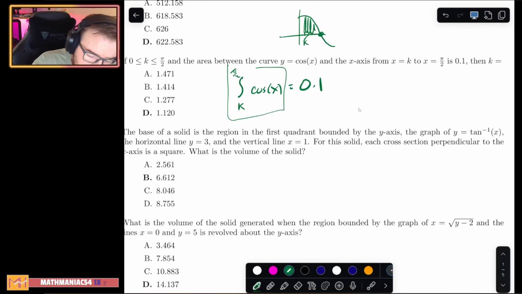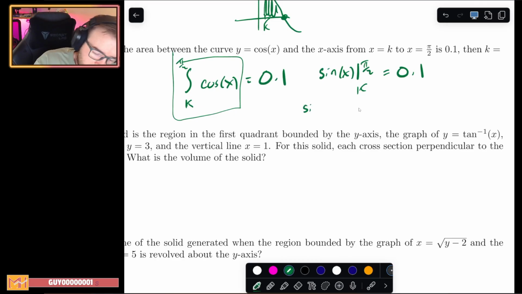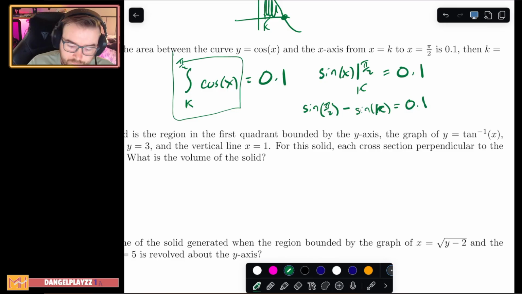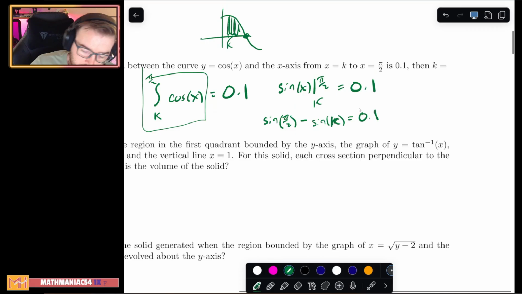The integral of cosine is sine, and we're going along the bounds k to pi over 2, and that equals 0.1. So sine of pi over 2 minus sine of k equals 0.1. You with me? I hope I didn't lose you. I integrated and then plugged in the upper bound minus plugged in the lower bound.